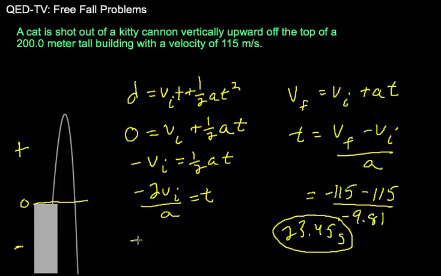Or in this problem, I could do negative 2 times the initial velocity, which was 115, divided by negative 9.81. And you'll see that's the same math as this math right here. So either one of those I could have used to figure out how long it's going to take to fall back down to this same exact place. Okay, hopefully that problem makes sense. All right, let's do another one.